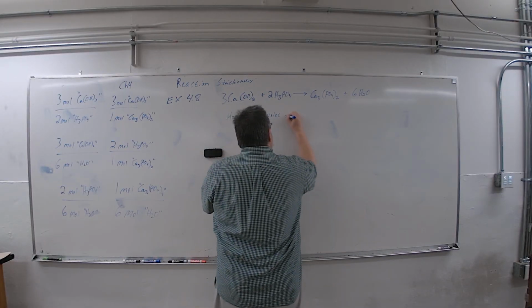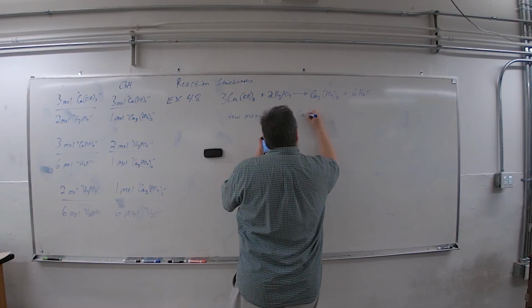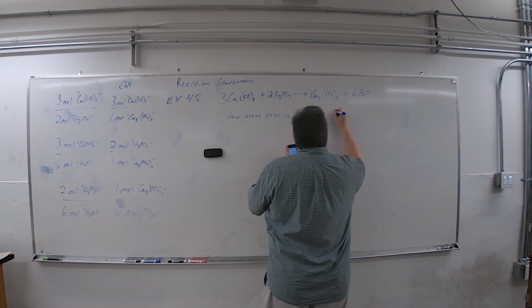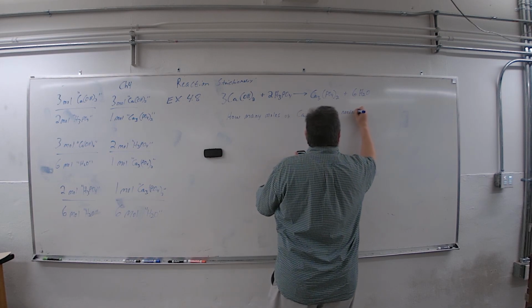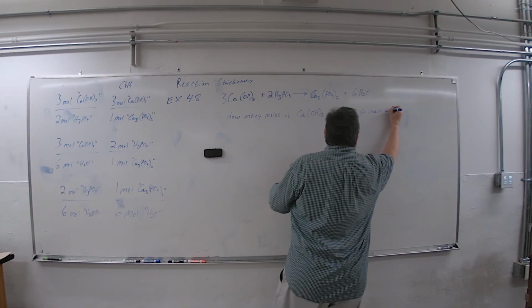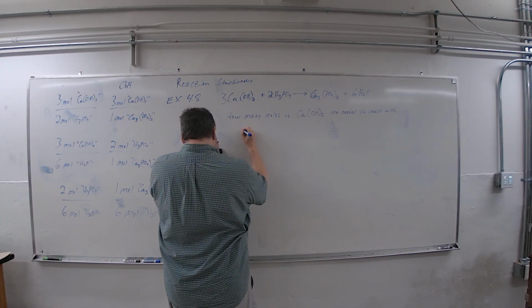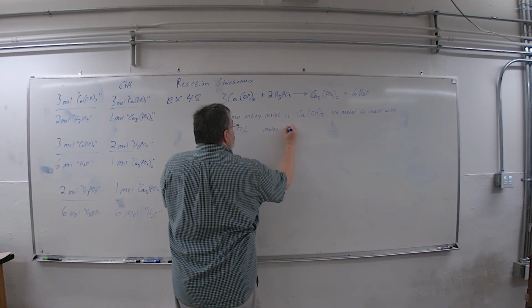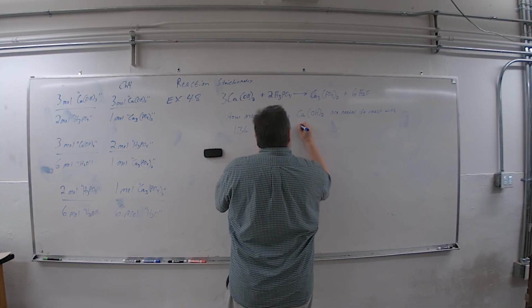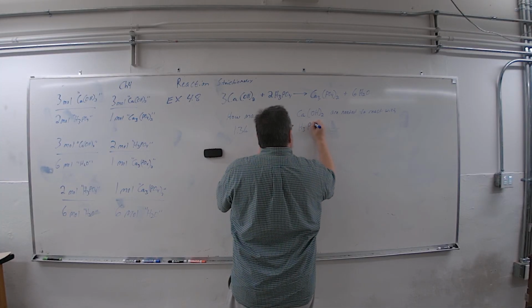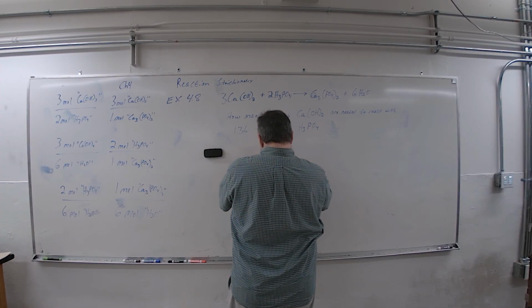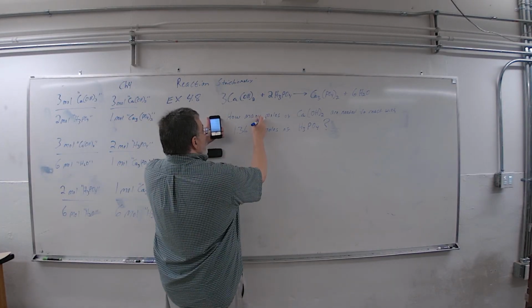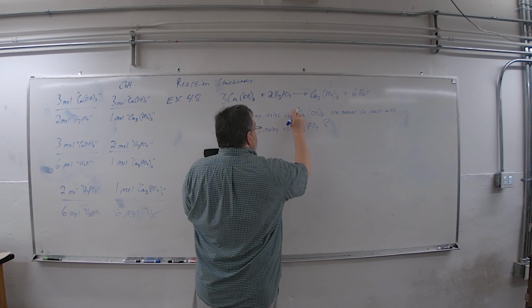How many moles of Ca(OH)2 are needed to react with 1.36 moles of H3PO4? Now line this up just so it's how many: numerical value, moles, label.